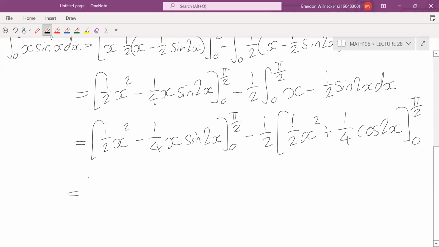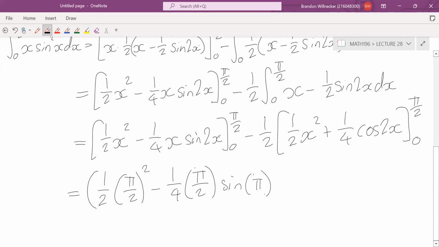So let's deal with the first bracket. We're going to have 1/2 pi over 2 squared minus 1/4 pi over 2 again, and then sine of pi. Okay, so that's because sine of 2 times pi over 2 is sine of pi. And then, yeah, there we go. So that's how it simplifies there. Next, if we substitute 0, everything becomes 0. So we don't need to worry about that.